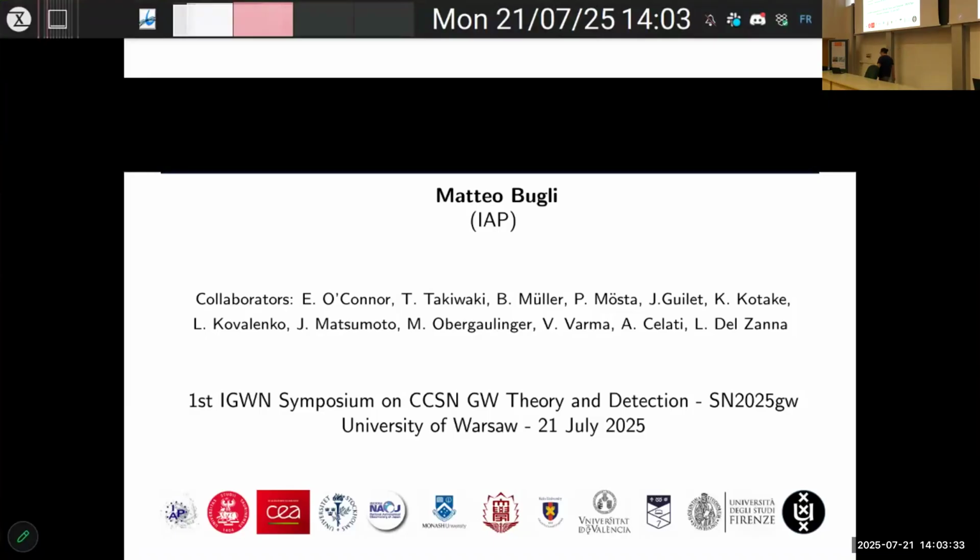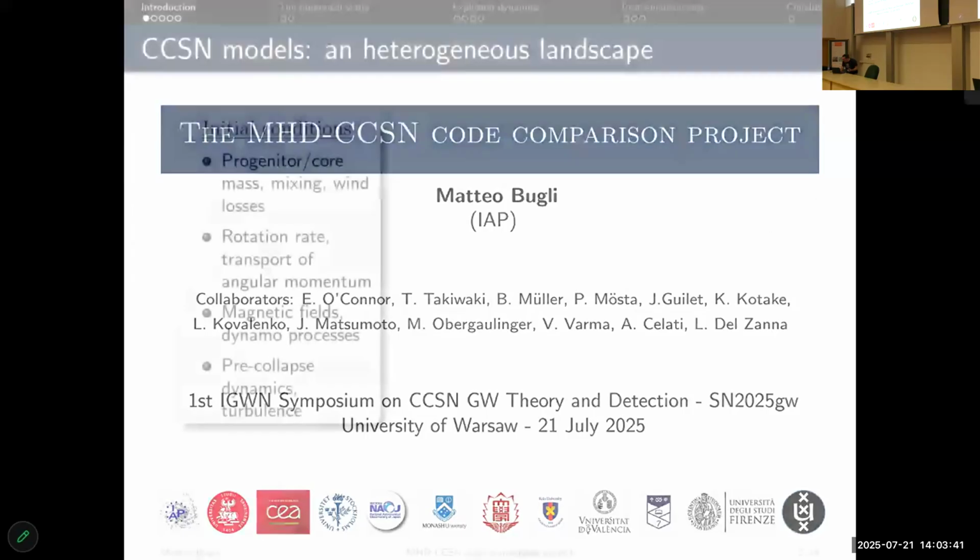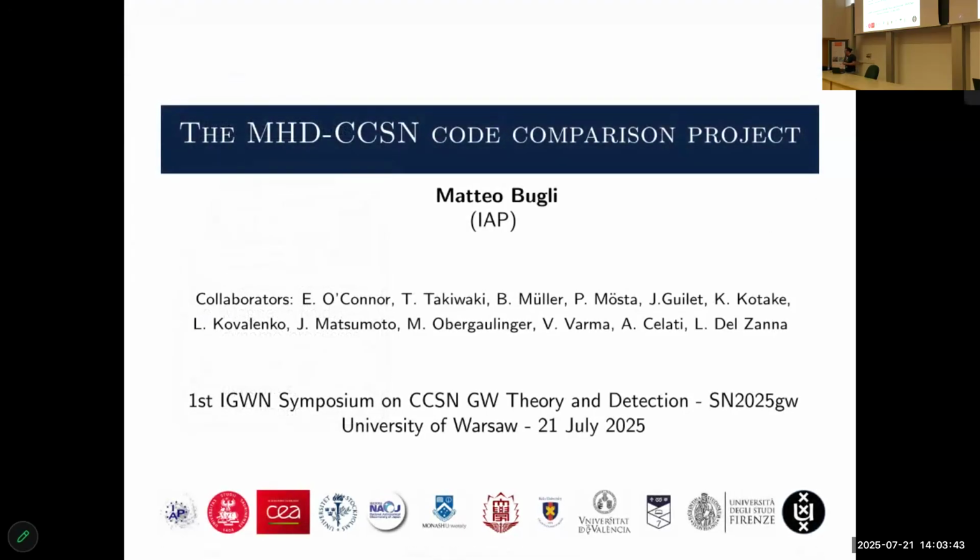We'll start with four contributed talks, the first one being given by Matteo Bugli on the MHD Core Collapse Supernova code comparison project. That was a mouthful.